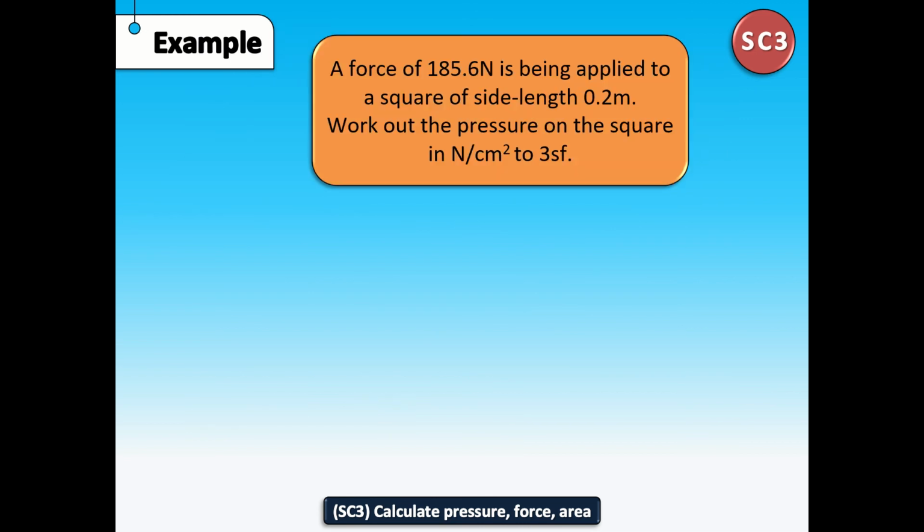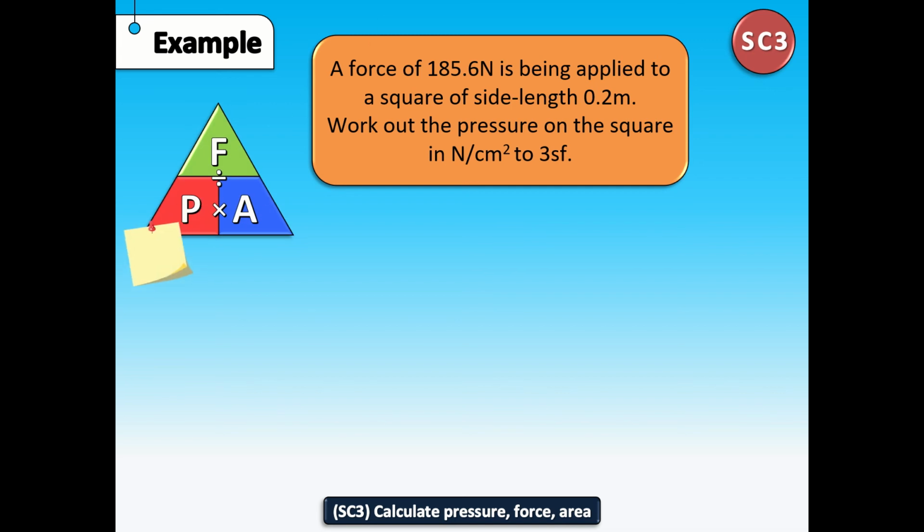In this question, a force of 185.6 newtons is being applied to a square of side length 0.2 meters. Work out the pressure on the square in newtons per centimetre squared to 3 significant figures.